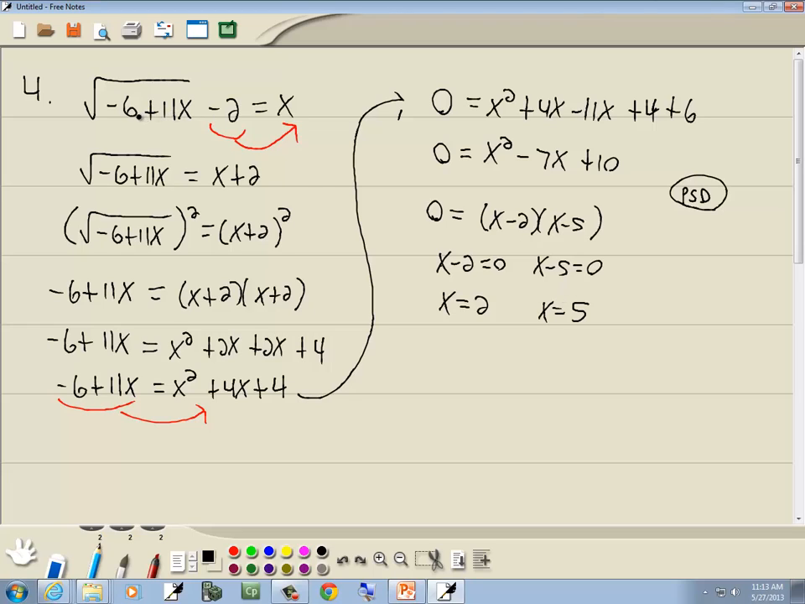Now if I plug these back in, let me try 2 first. Put 2 in here, I get 11 times 2 is 22. 22 minus 6 is 16.